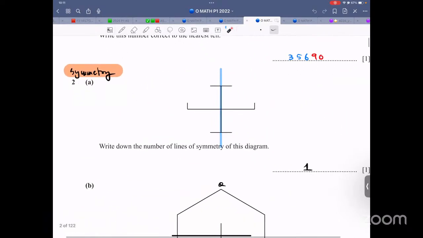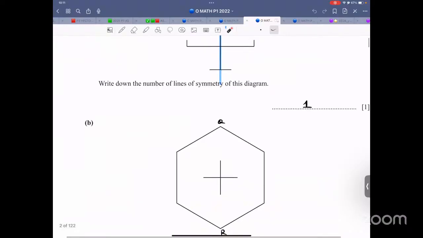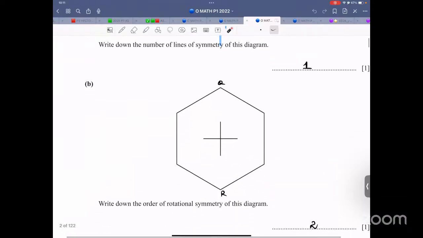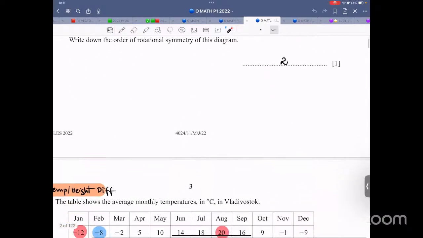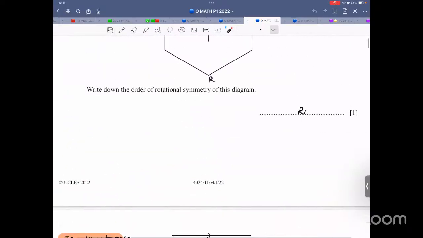Now let's talk about symmetry. Write down the number of lines of symmetry of this diagram. So there is only one line of symmetry because this is the only way in which it would fall over and overlap. Write down the order of rotational symmetry. So let me label this point as Q, this point is R. So if I rotate at 180 degrees, Q will take the place of R and R will take the place of Q, and I need 180 degrees more. So the order of rotational symmetry is 2.